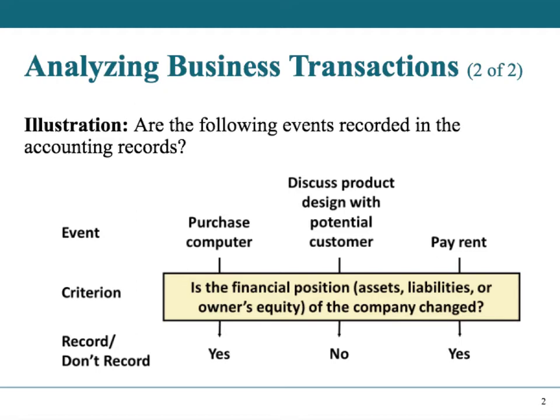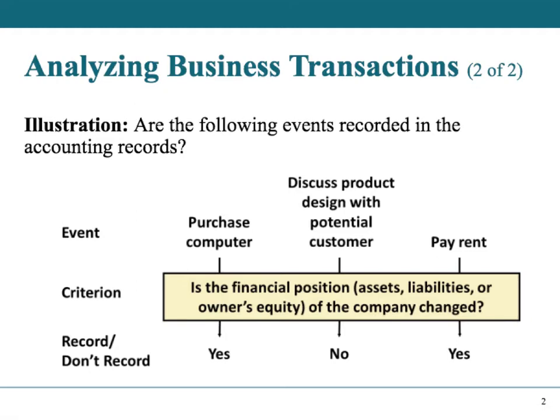The first question that you would ask yourself: is the financial position, meaning assets, liabilities, or owner's equity of the company, changed? And if the answer is yes, like it is in this case, because we've got more computers and it's an asset, so we do have a change, that means we need to record it. Discuss potential product design with the customer. In this case, neither assets, liabilities, or equity has changed yet. Therefore, we do not need to record something like that.